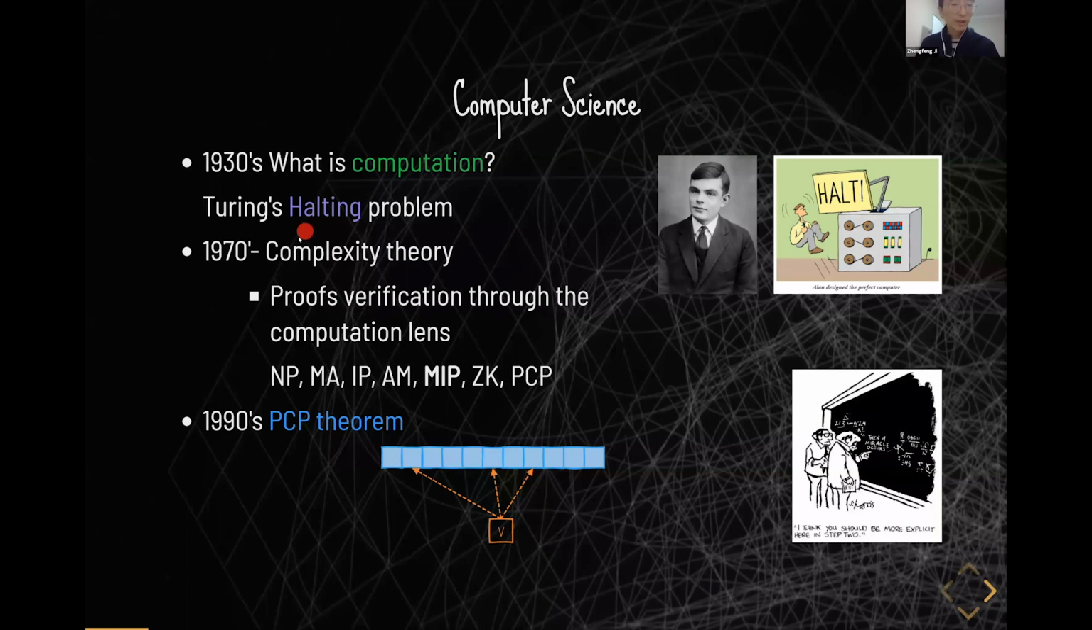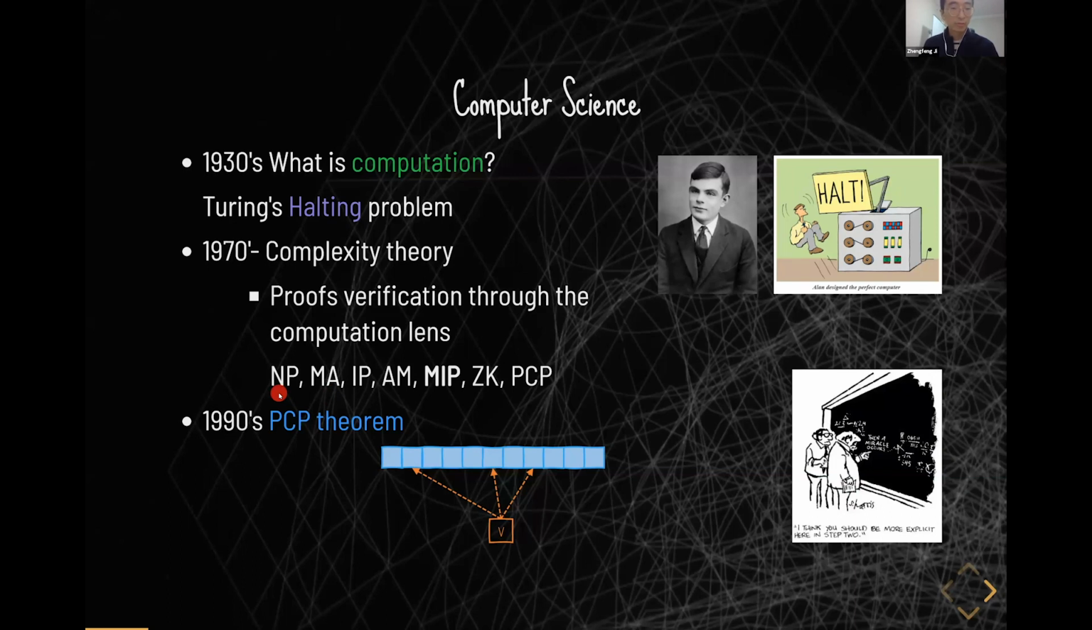In the 70s, because now you have computers, how to efficiently solve problems becomes important, and a theory called complexity theory was developed. But most relevant to our research is an area called proof verification. This list of capital-letter combinations are different complexity classes motivated by the concept of proof verification. The most famous one is NP.